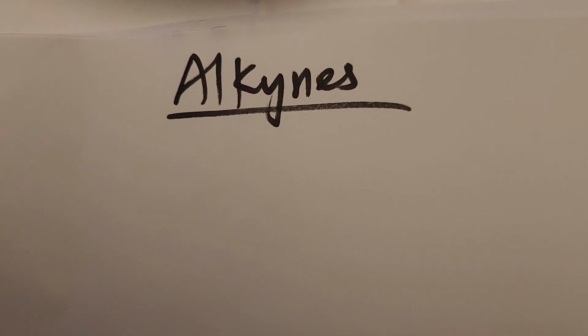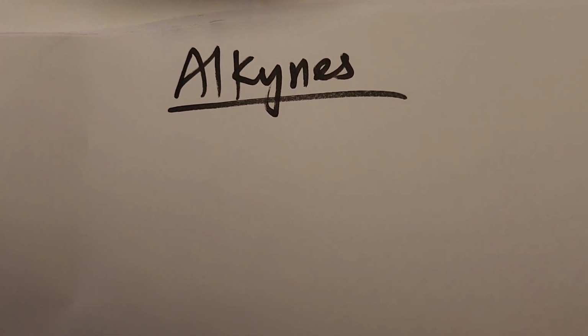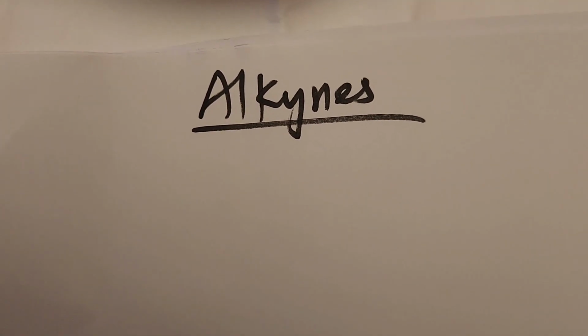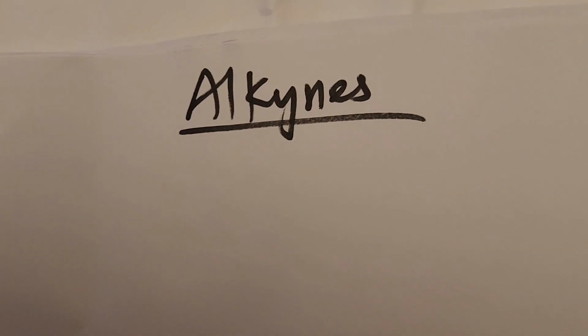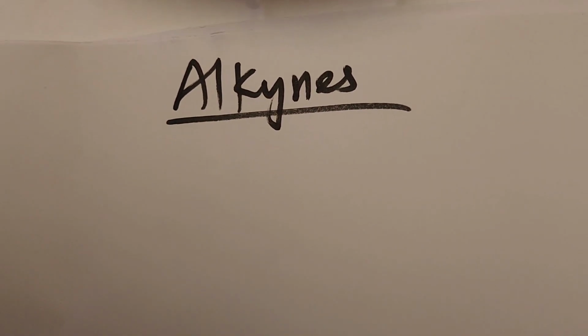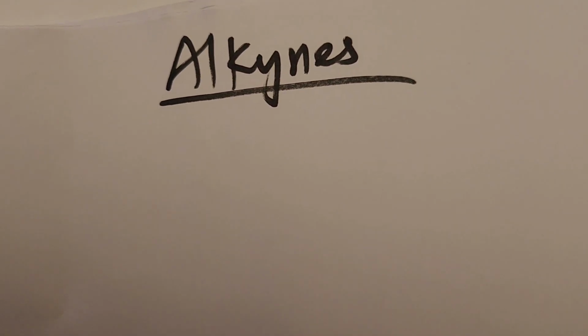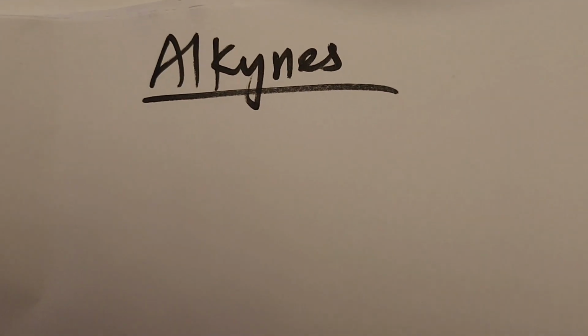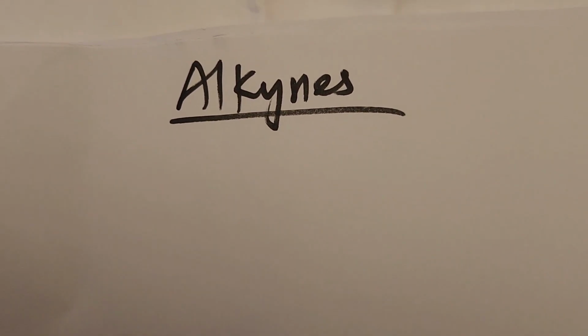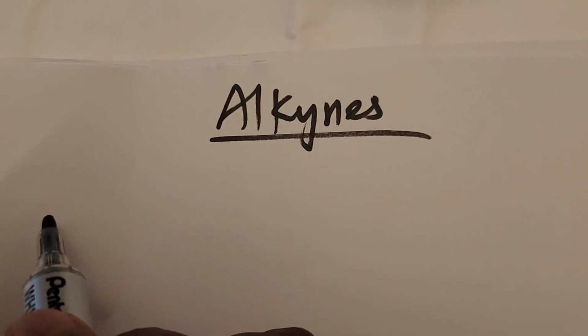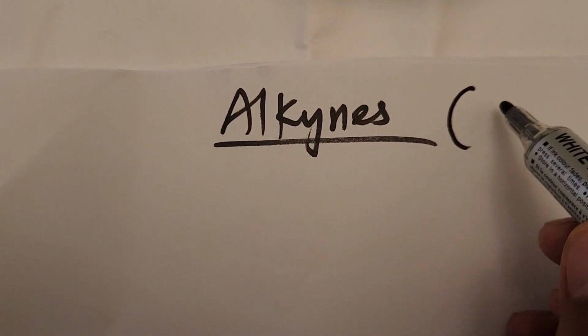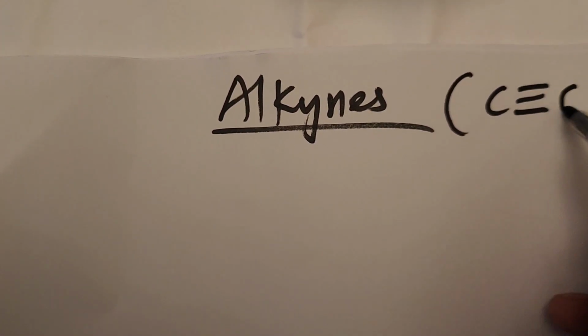Let's continue with the alkynes. This is the last group of hydrocarbons. Remember, we dealt with the one with single bonds, which are alkanes, and the one with double bonds, which are alkenes. This is the last one, which is alkyne. Alkyne means that it will have triple bonds between carbon atoms.